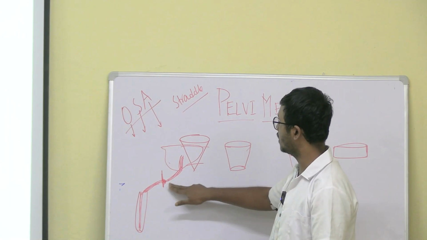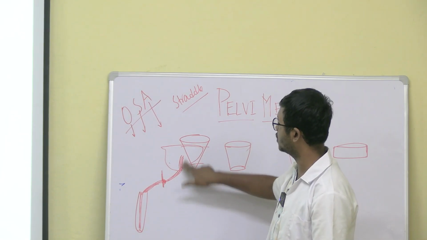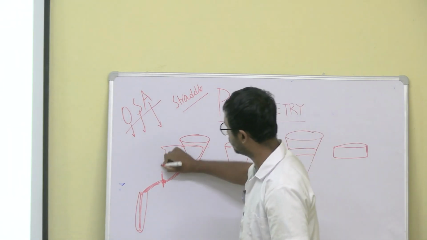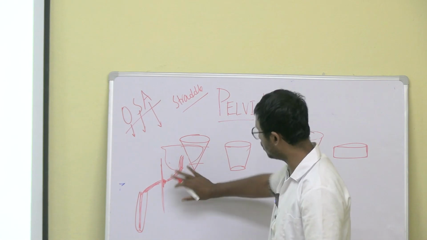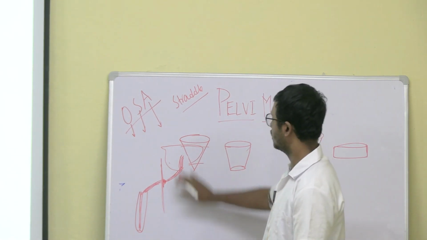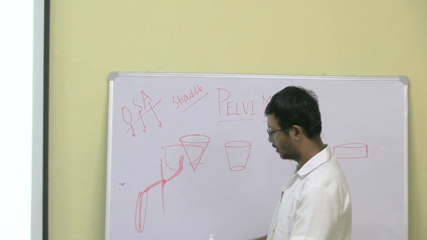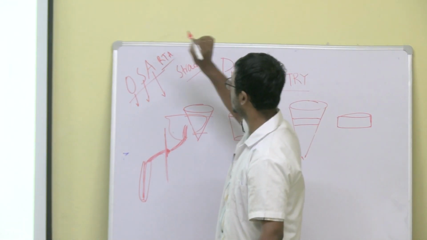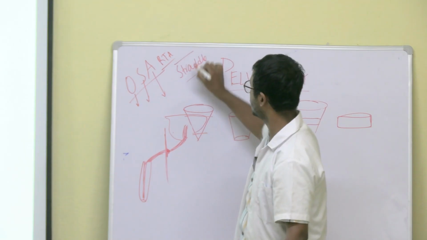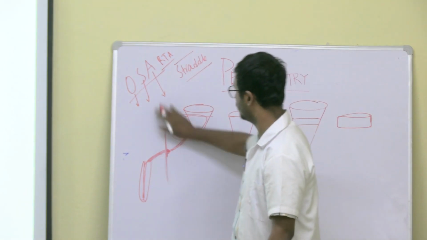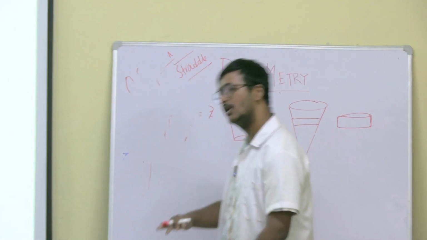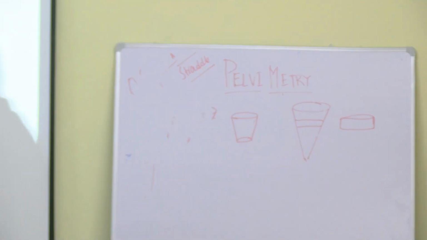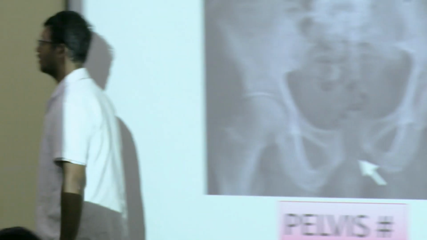Posterior urethra is formed by your membranous urethra and your prostatic urethra. So this is your posterior urethra. And this posterior urethra usually gets affected in your pelvis fracture. Okay, so in any road traffic accident, the posterior urethra gets affected. In case of straddle injury, the anterior urethra gets injured. So that's all from your pelvimetry.